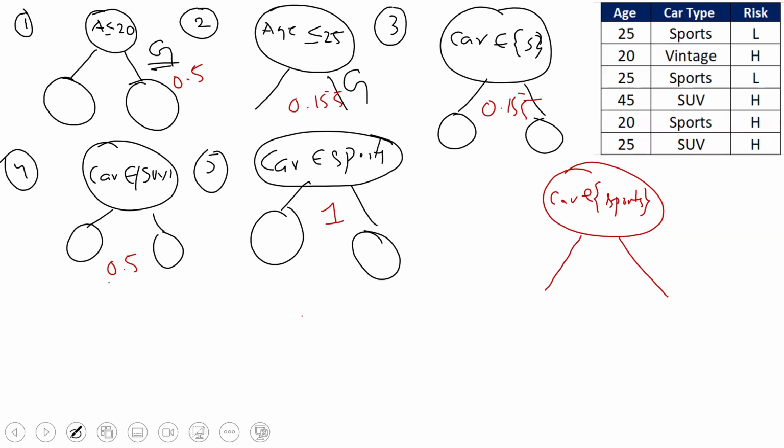Now car belongs to sports has the highest gain, right? If this is true, what all values come here? Car belongs to sports. If I mark these 1, 2, 3, 4, 5, 6, what all comes here? 1, 3, and 5 come on this side, right? So 1 is low, 3 is low, 5 is high.